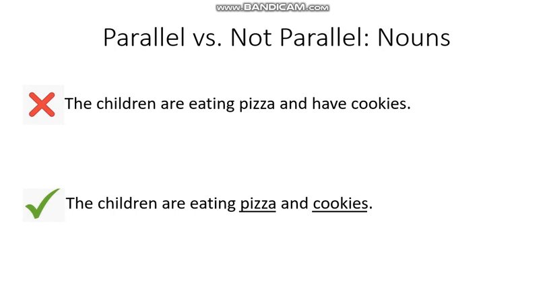Let's look at an example using nouns. The sentence, the children are eating pizza and have cookies. Sounds right? Well, it isn't. The correct way to say this is, the children are eating pizza and cookies.